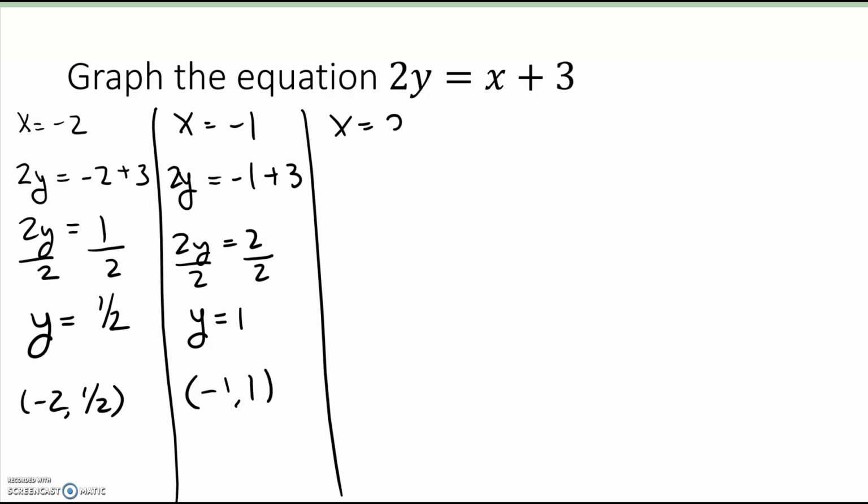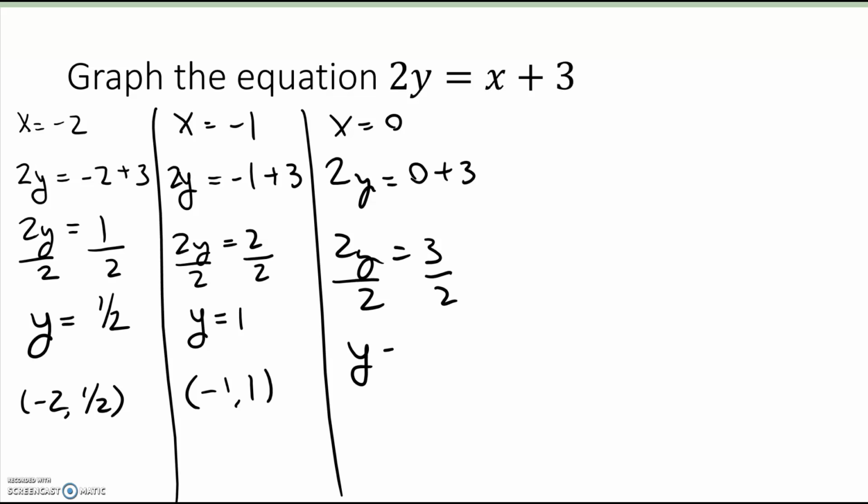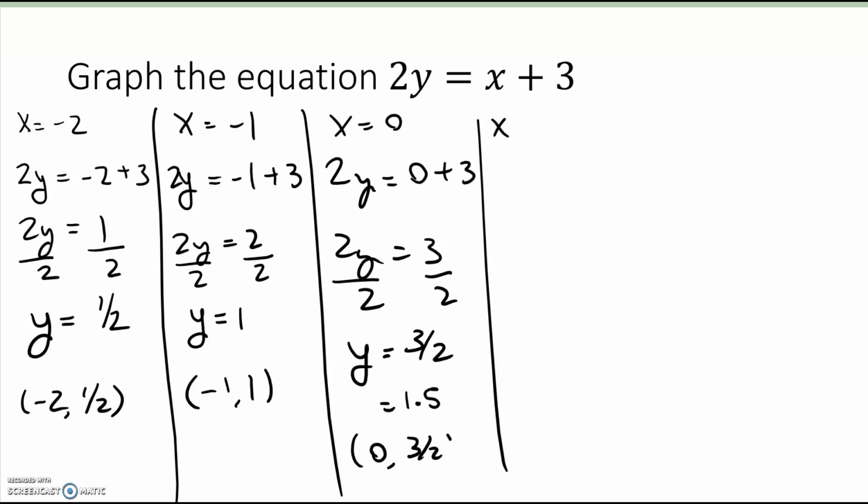Okay, x is equal to 0. So 2y is equal to 0 plus 3. Okay, 0 plus 3 is just 3. Same thing, we're going to divide by 2 because we want y all by itself. Okay, and then we get 3/2, which, when you're graphing, most of the time it's easier to change these to a decimal. So it's 1.5. Okay, so the ordered pair for that one is 0, 3/2, or 0, 1.5.